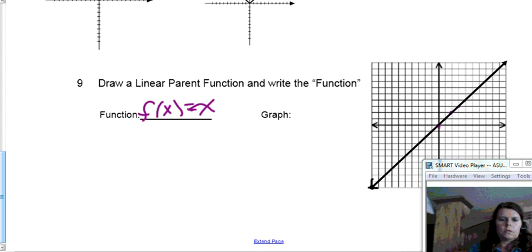Next page. I think I'm actually going to stop right there and make the next part part 2. Okay, so that's the end of part 1.